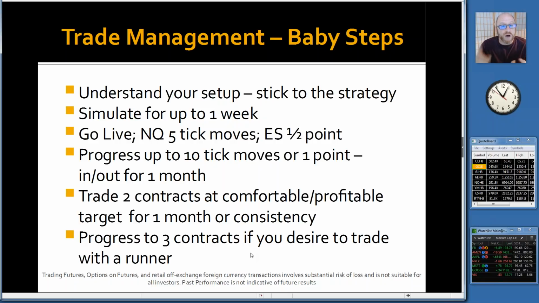Now, I also recommend using baby steps here. First of all, understand your setup. Stick to your strategy, write out a trading plan. Simulate this for 1 week. You guys have a live trading challenge coming up. Try it out on there.